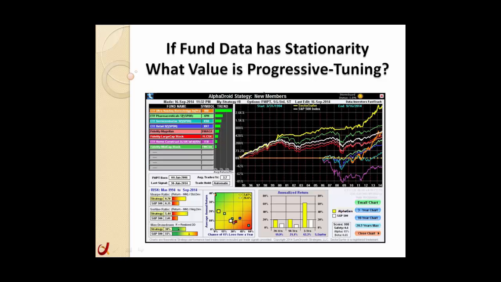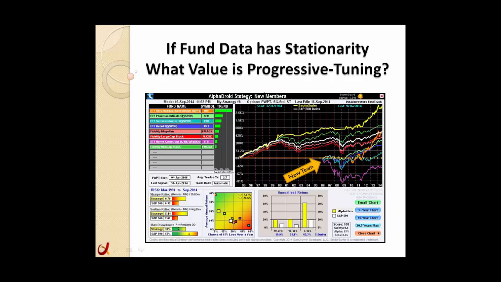Finally, one might reasonably ask, if fund data has stationarity, what value is progressive tuning? The set of funds in a strategy is like a team, and when you change the team, it may change the optimum way the team plays together. For example, on a football team, if you change the quarterback, you may find that a running game now works better than a passing game.